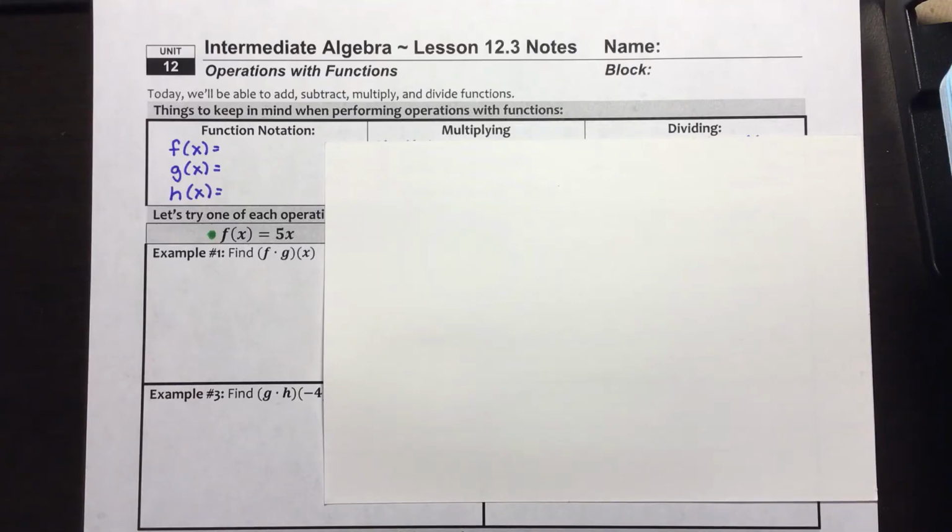On lesson 12.3, operations with functions, we are going to be multiplying and dividing functions today. So first off, what is function notation, which we've learned in other sections? Function notation is just that fancy way of saying y equals. It's like f of x equals, g of x equals, or h of x equals. And the whole point of using the different letters there is to show that we're talking about different functions. So we'll have a list of separate functions and the letter tells you which one we are selecting.